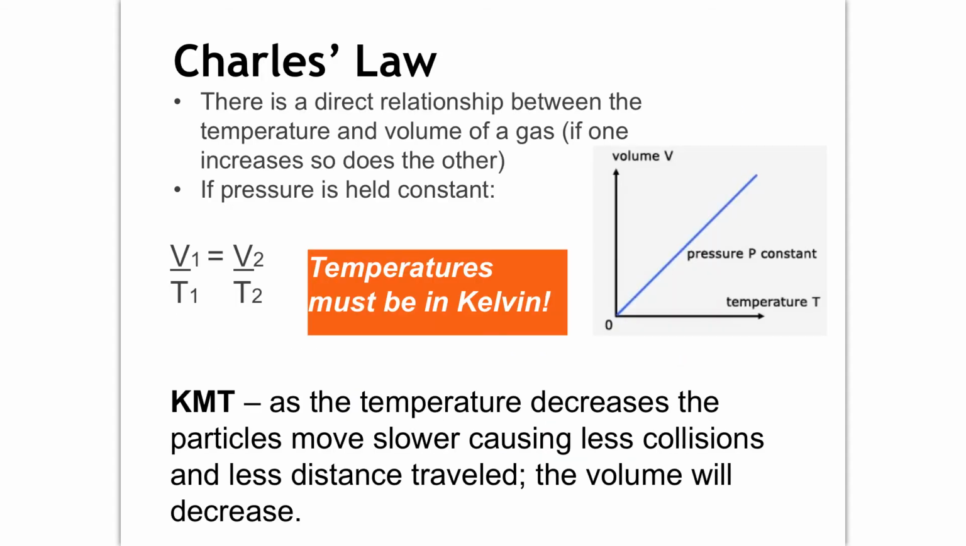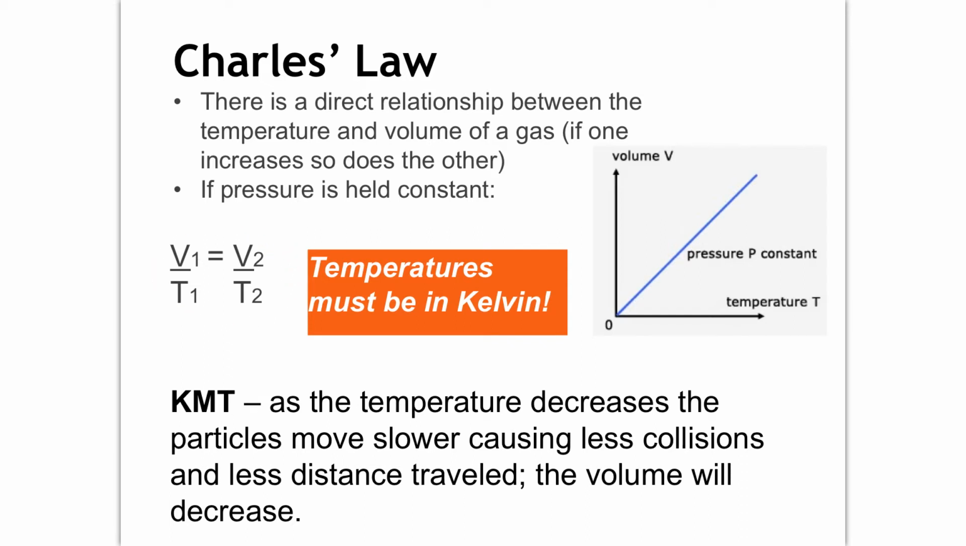Charles' law, on the other hand, has pressure being held constant, and therefore there's a direct relationship, not inverse, between temperature and volume of a gas. If one parameter increases, so does the other. You can see that right here. As my temperature is increasing, so is my volume, and it follows this type of trend. And then this is the general equation.